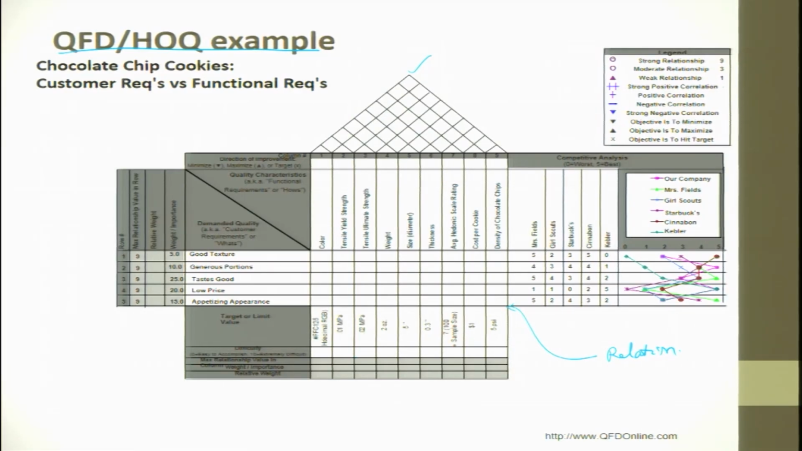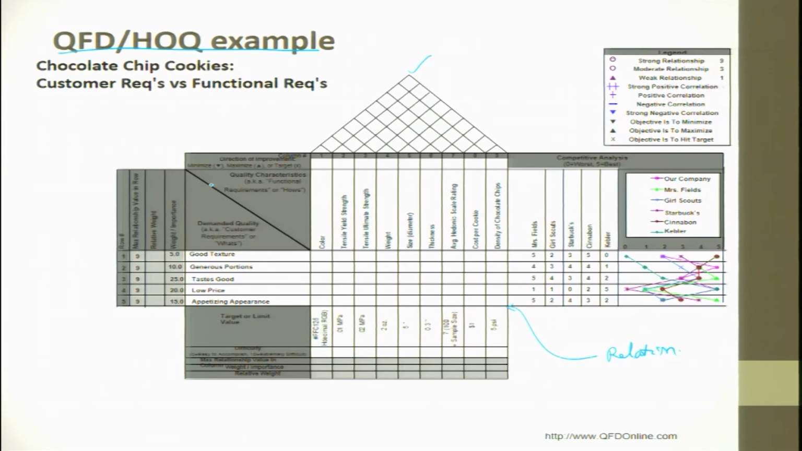We are talking about chocolate chip cookies that have to be made. The customer requirement versus functional requirement. Customer requirements are the demands from customers. It has to have a good texture. It has to have generous portions, and it has to taste good. It has to be low price. It has to have an appetizing appearance.